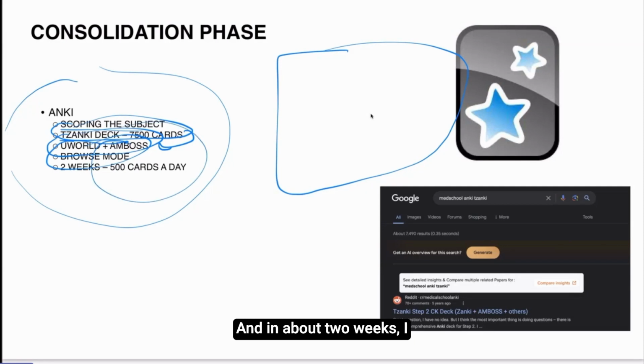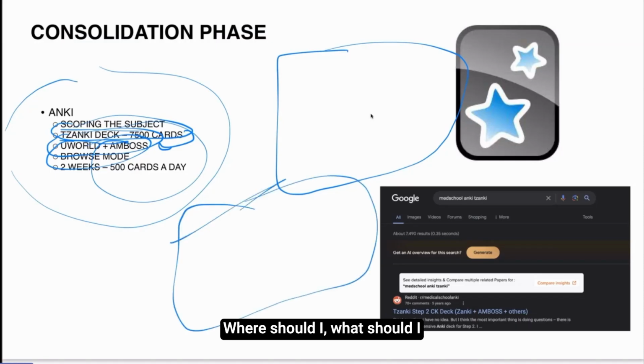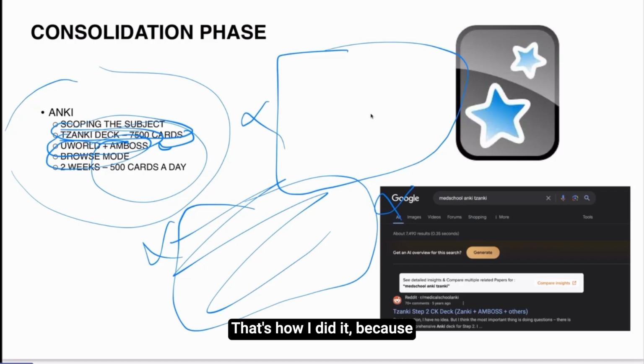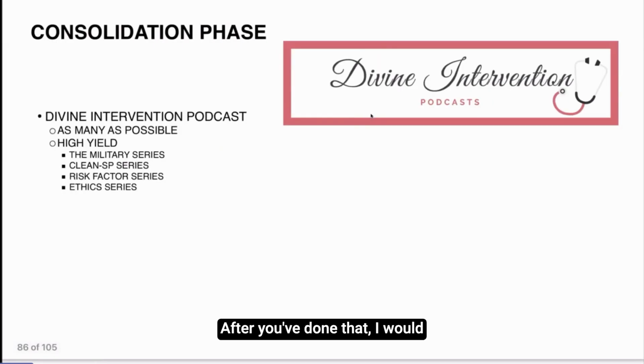And in about 2 weeks, I was done with all of Step 2 scoping, which is learning what were the boundaries, what should I learn, what should I not learn. That's how I did it, because Step 2 is vague, it's vast. You need to build boundaries. This is what will help you build boundaries. After you've done that, I would add Divine Intervention podcast. If you have time, do everything. If you don't have time, the highest yield ones are the military series, clean ST series, risk factor series, and ethics series.